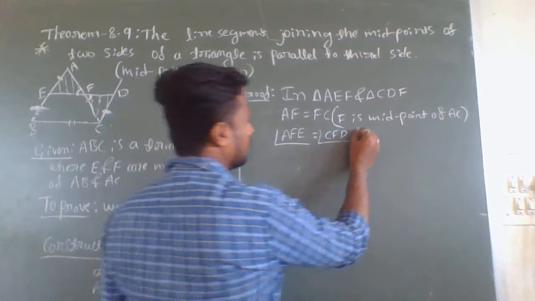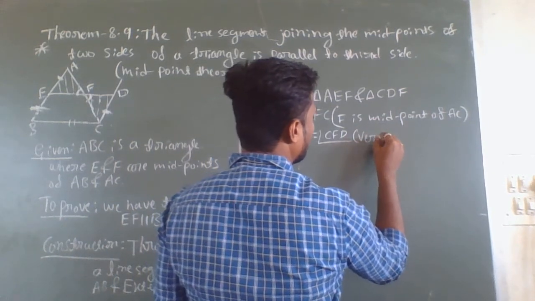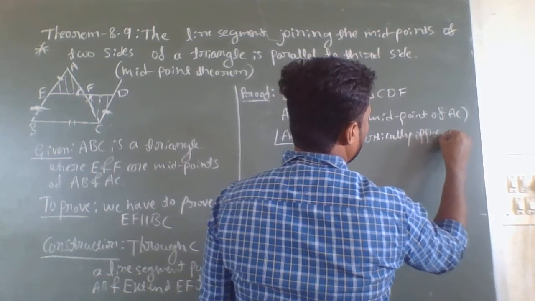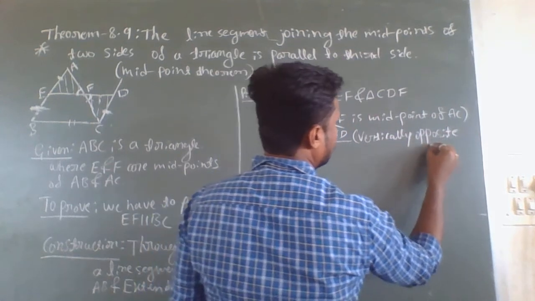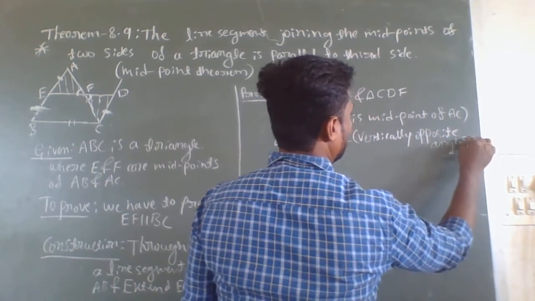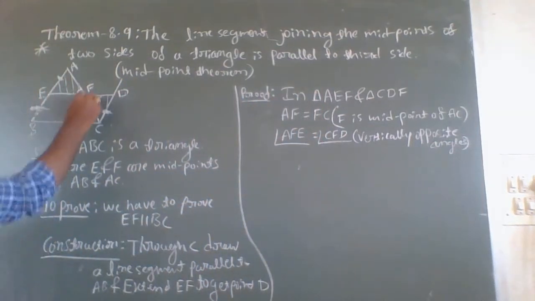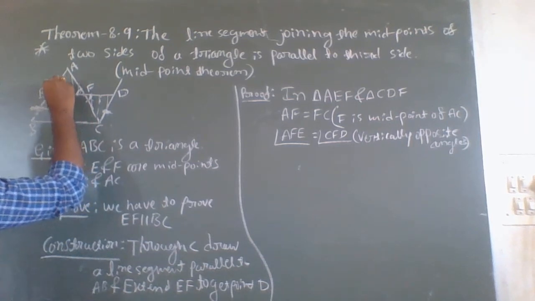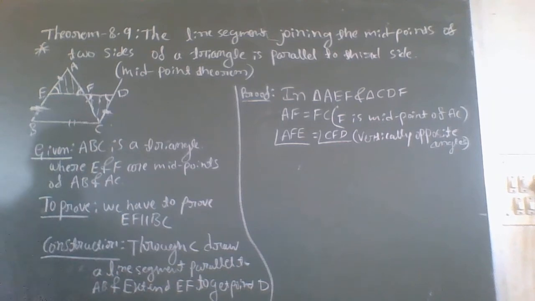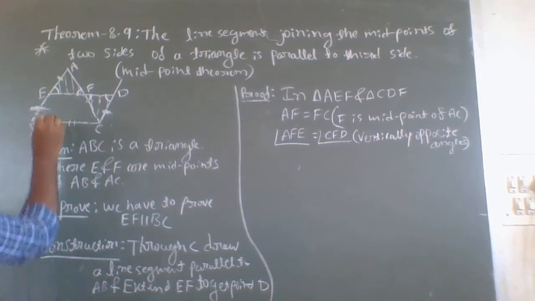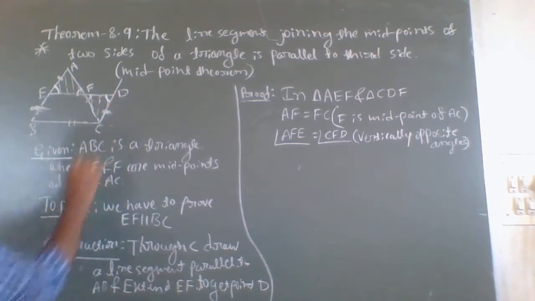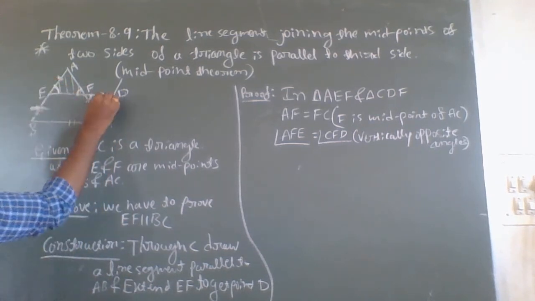So now, why are these two equal? These two are vertically opposite angles. So now these two angles are equal. Again I will consider now these two angles here, this angle and this angle. Why? We know that CD is parallel to AB by construction, and this is the line of intersection, or transversal line. Therefore, these two are alternate interior angles. Therefore, these two angles are equal.